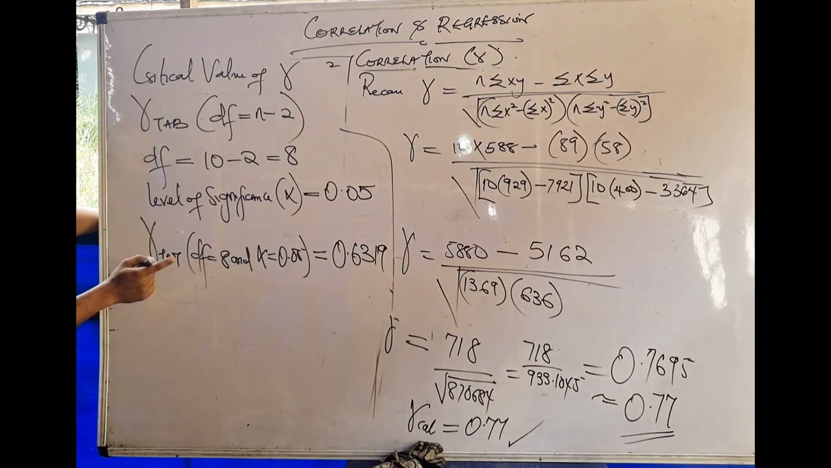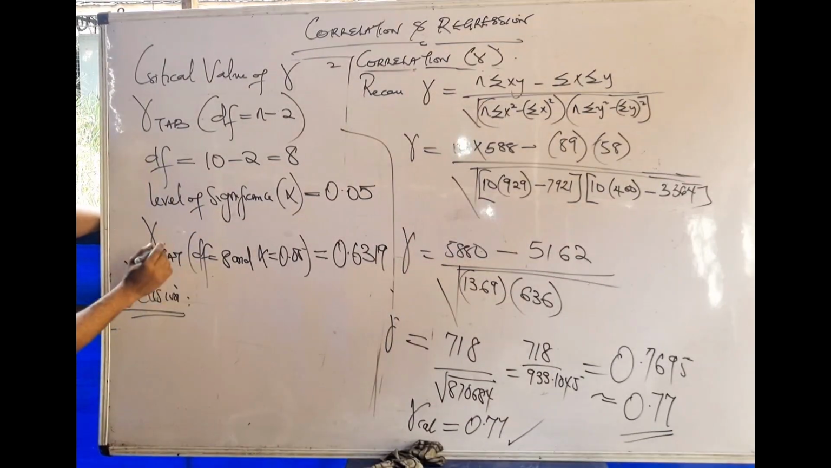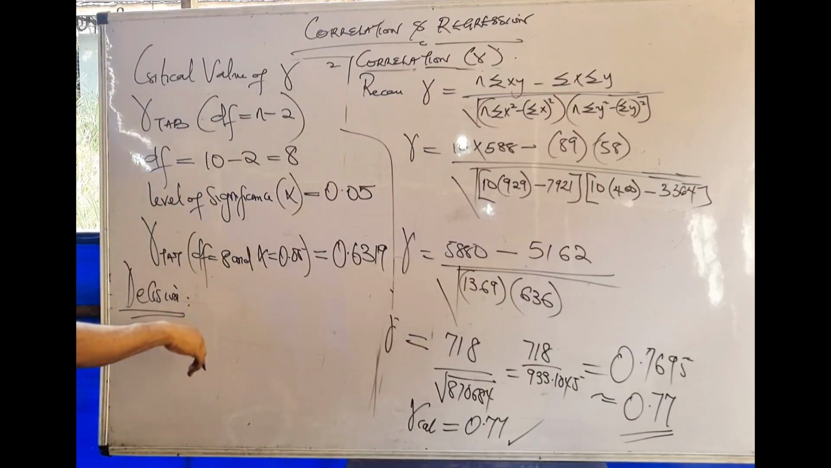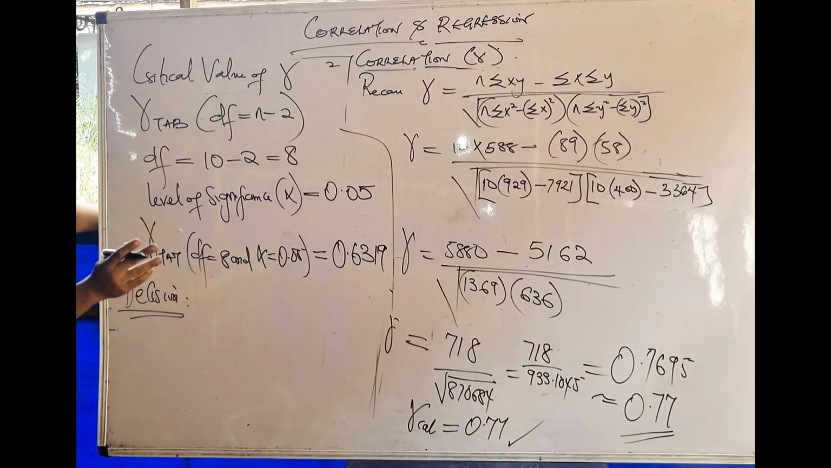Now look at this. Between our calculated and our tabulated, which one is greater? What is our decision? I said that if our calculated is greater than our tabulated, we reject H naught and accept HA.